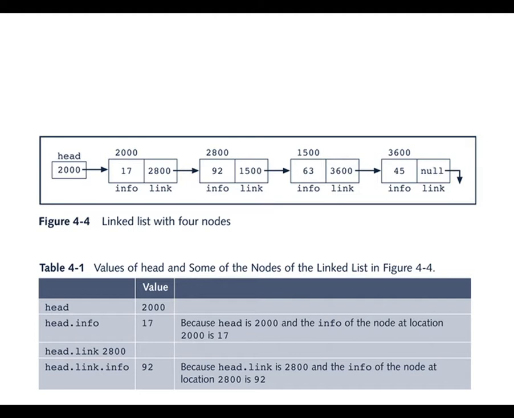And the link of each node has the address of the next node. Suppose that the first node is at location 2000, the second node is at location 2800, the third node is at location 1500, and the fourth node is at location 3600. Therefore, the value of head is 2000 because the head must point to the first node, and the address of the first node is 2000.